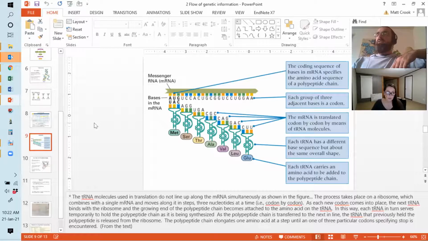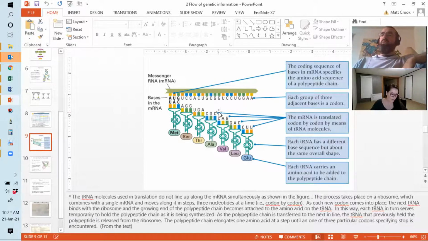And so when we get to translation, keep thinking about this in terms of flow of information. The information is stored in DNA, which doesn't do anything there. It's transcribed into mRNA, and that unit of information is transported out of the nucleus into the cytoplasm, where it's now used as a template to translate that information into protein.